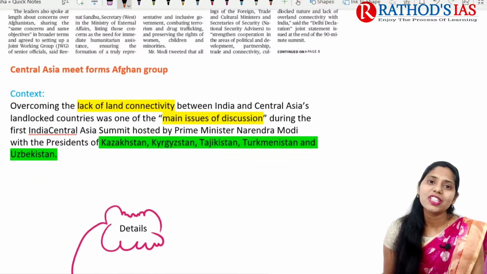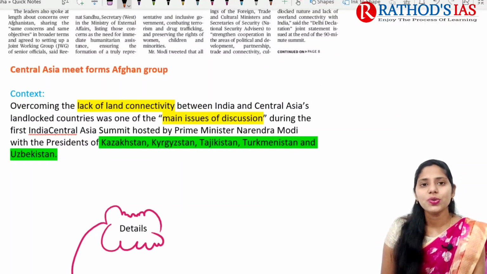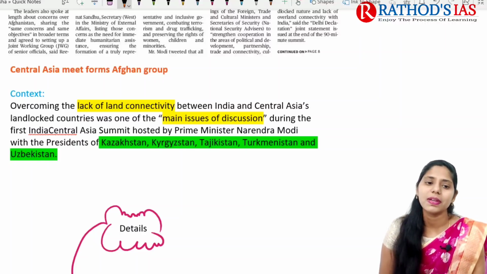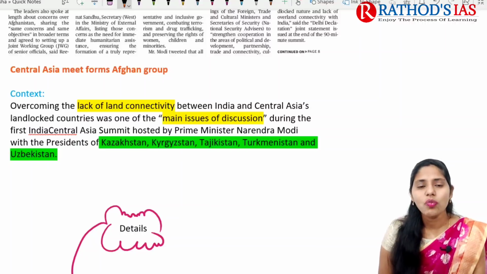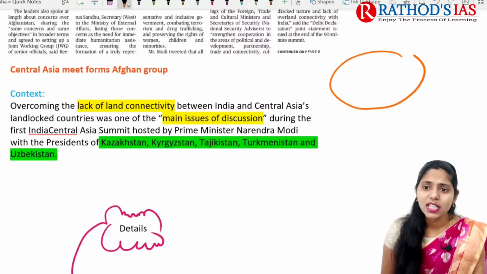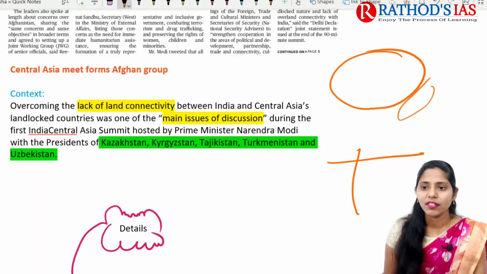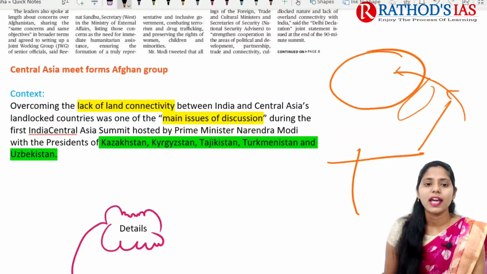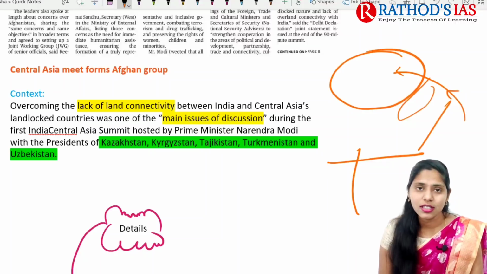So now let us see why it is in news. Yesterday a virtual meet was held between our Prime Minister and the 5 presidents of the Central Asian countries. In this meet, they mainly talked about overcoming the lack of land connectivity. These Central Asian countries do not have a direct sea border. Here we have Afghanistan and Pakistan, and here we have India. So there is no direct land boundary through which we can reach Central Asia.